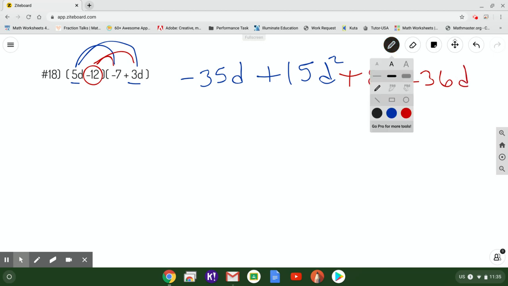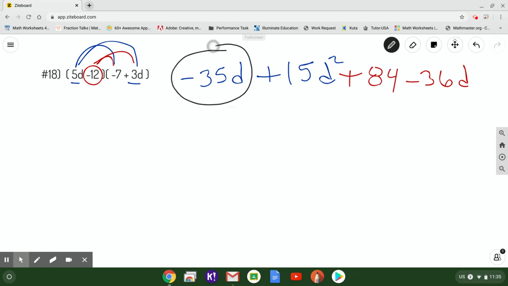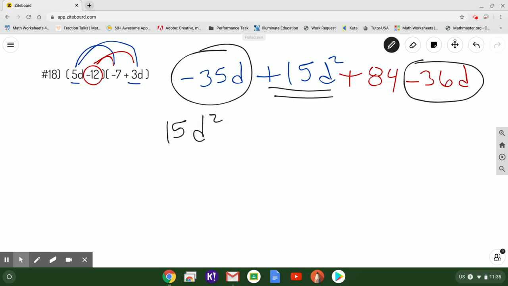And then now back to black. I'm going to combine like terms, which is the 2 with the D, and I'm going to put it in standard form. So this would go first. Then these two combined would go next. That would be negative, let's see, 35, 35, 70. So it would be 71. And then plus 84, sorry, misspoke. Okay, so hopefully that makes sense.